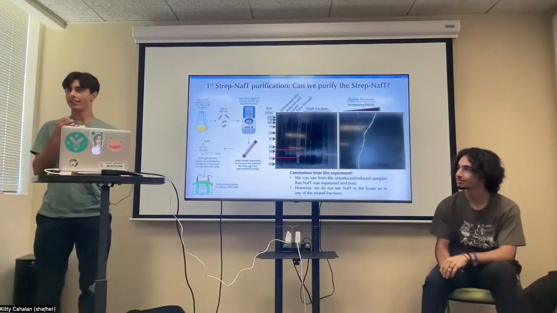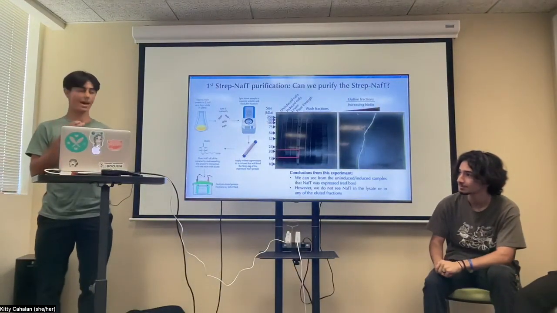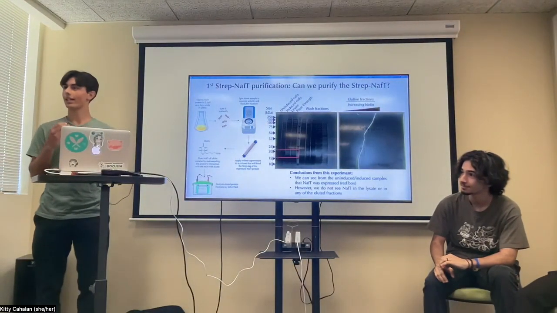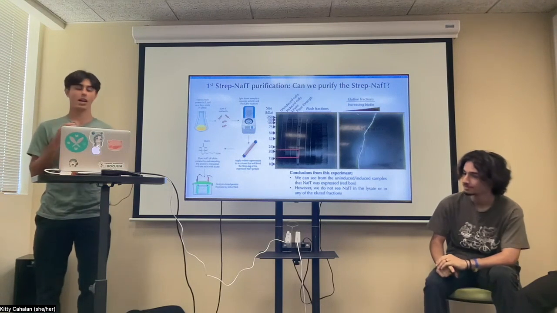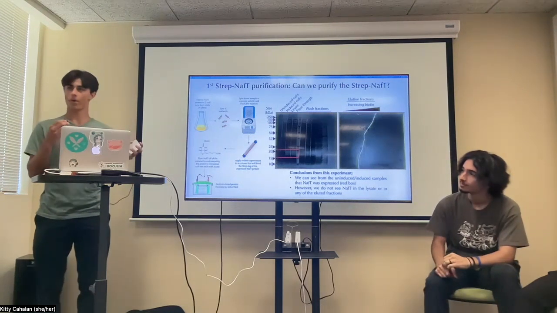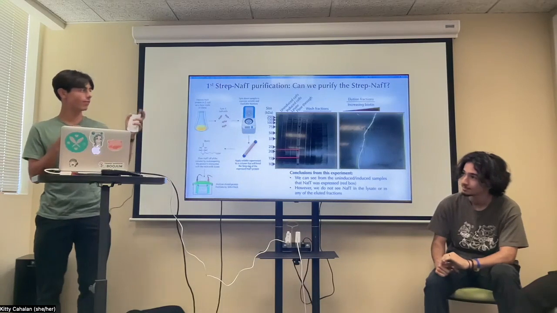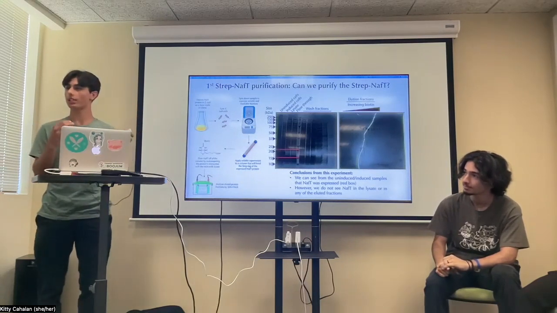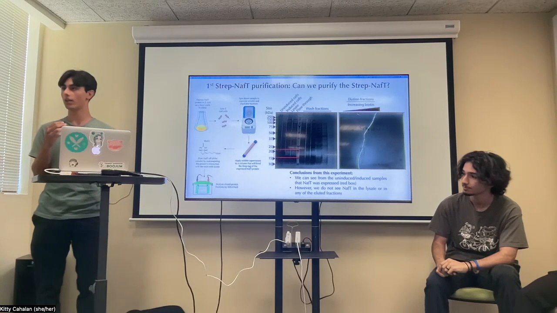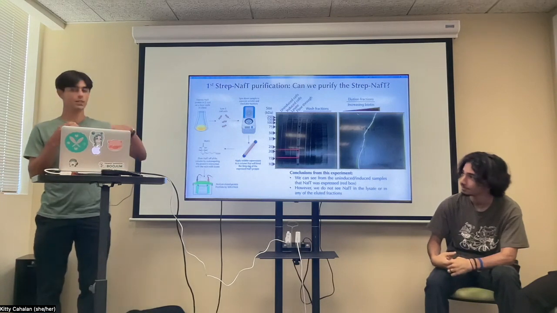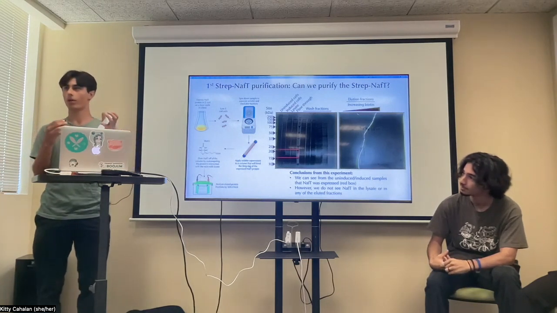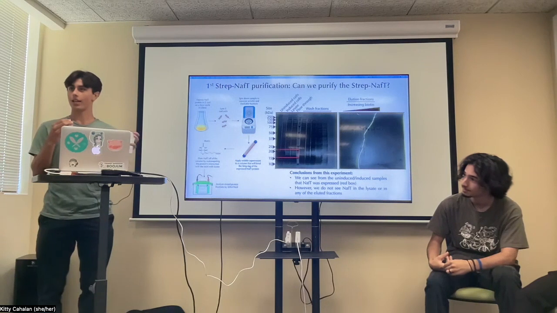So now that we've identified the condition that it expresses at best, we are going to try to isolate and purify the NAFT protein. We do this by using the same process in the previous slides to create 4 liters of NAFT expressed in E. coli through adding IPTG. We then take these cells and lyse them, which is essentially breaking them apart into their subunits. And then we spin this down to create a pellet and a supernatant. We don't care about the pellet, and the supernatant has the NAFT inside of it that we want.